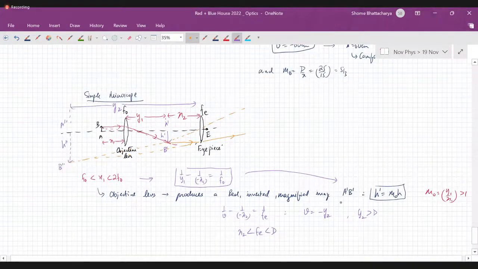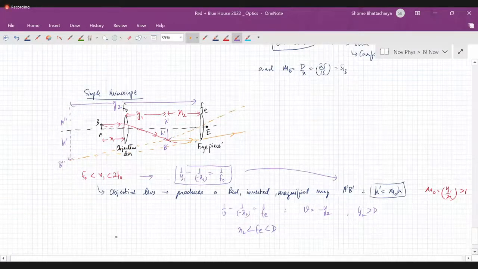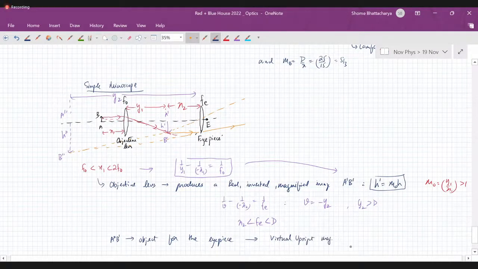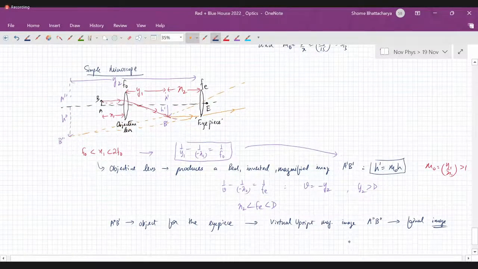So now this image A prime B prime becomes the object for the eyepiece, which produces a virtual, upright and magnified image A double prime B double prime. That is the final image seen by the eye. So that's why this becomes the final angular size.